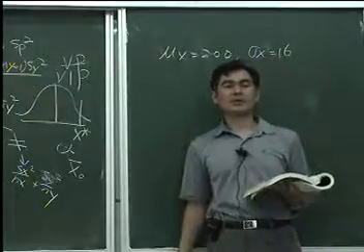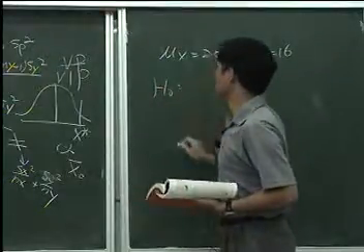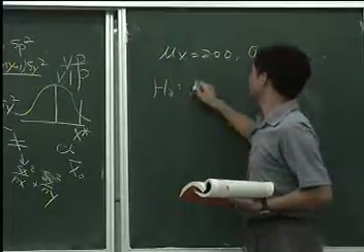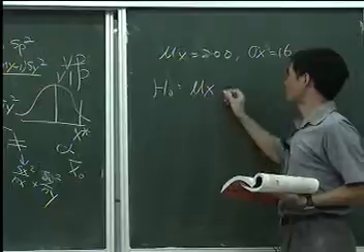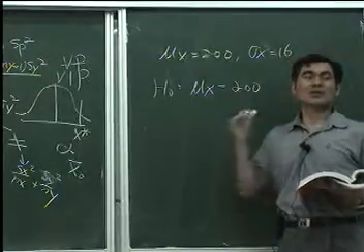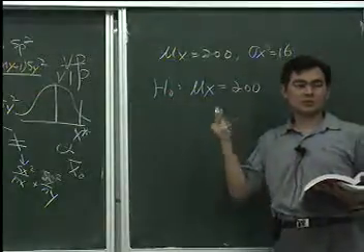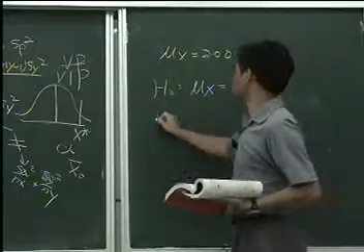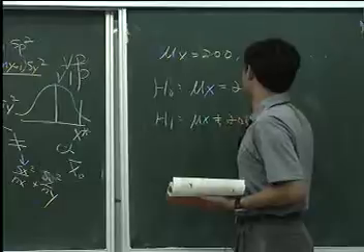So what would be the null hypothesis here? H naught. What should be H naught? It should be whether the new methods' mean is equal to 200 or not. If there is a change, then it is not equal to. So then H1: mu is not equal to 200.